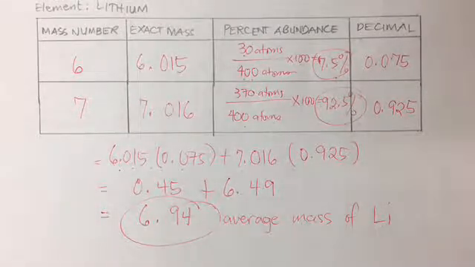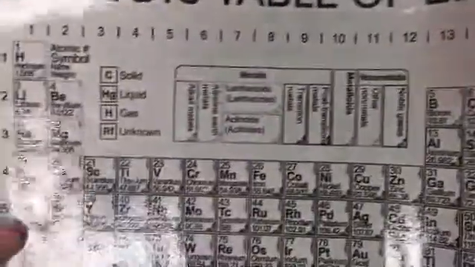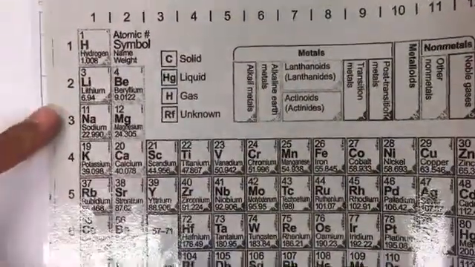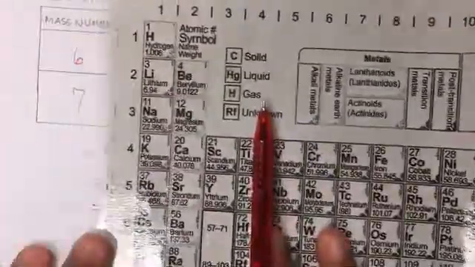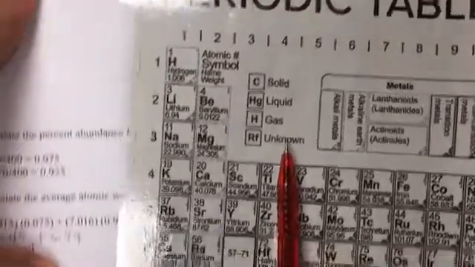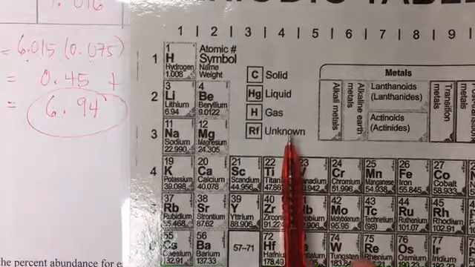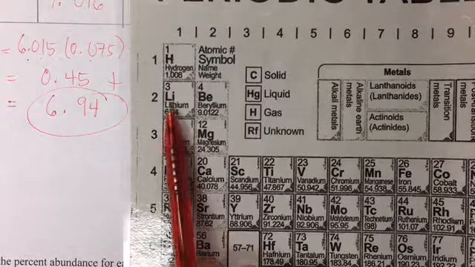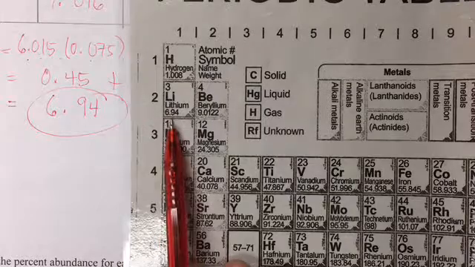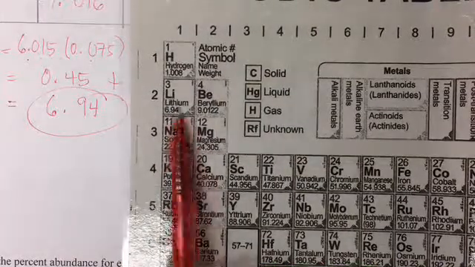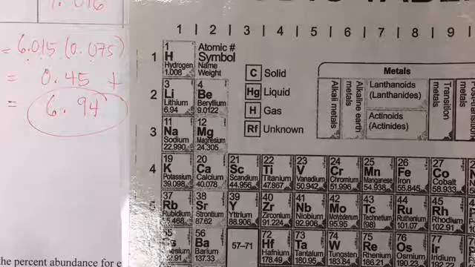Let's check in the periodic table if we see the average mass of lithium to be 6.94. So let's go to the periodic table and locate where lithium is. We're now able to locate lithium. It's here. Looking at it, let's compare what we got. We got 6.94, and we look at lithium here, and we see 6.94. So that's the average mass of lithium considering all its isotopes, 6 and 7.